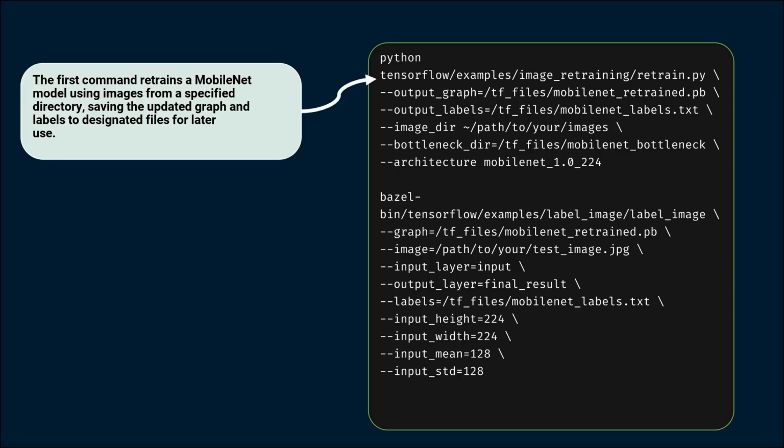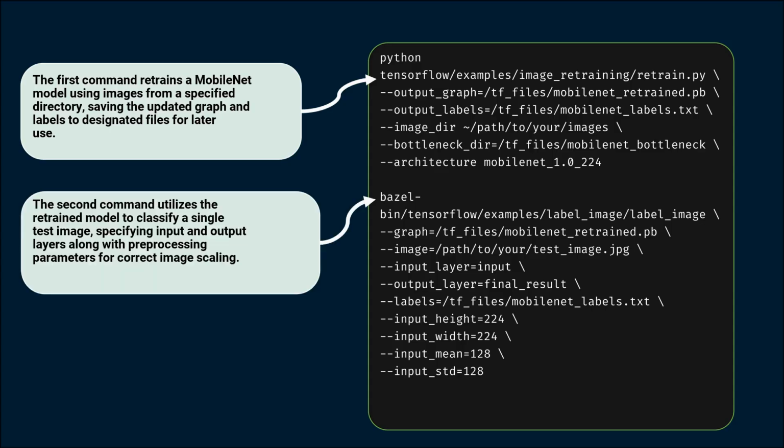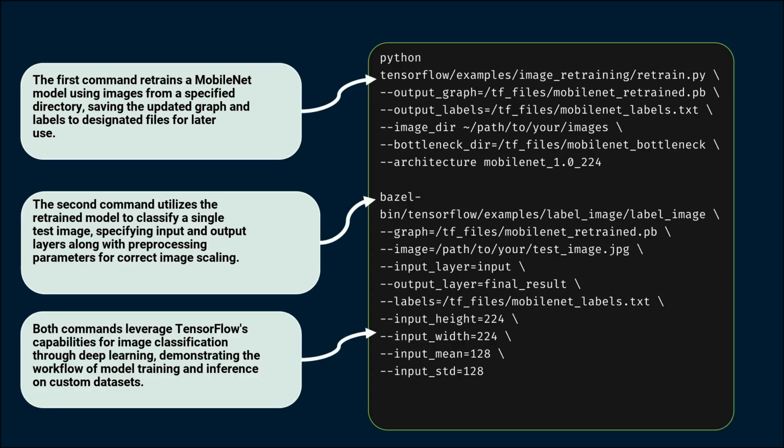The command begins by invoking the retraining script located in the TensorFlow example directory, followed by specifying the output graph file where our retrained model will be saved. This is critical for keeping track of your trained model, as it will be used for inference later.